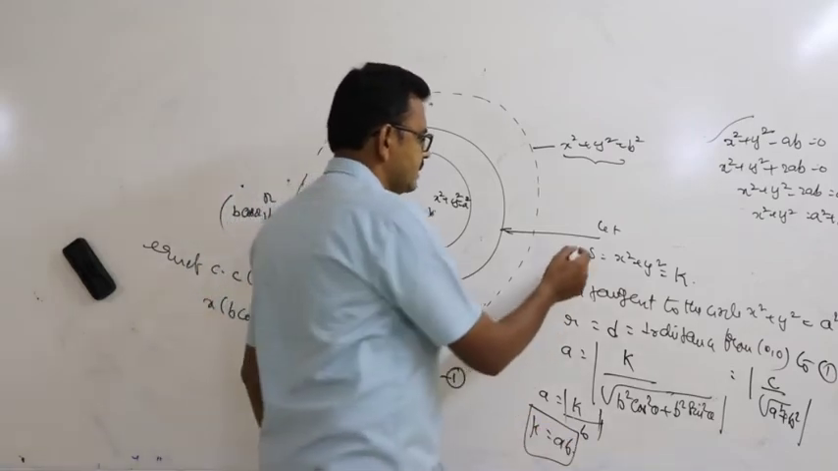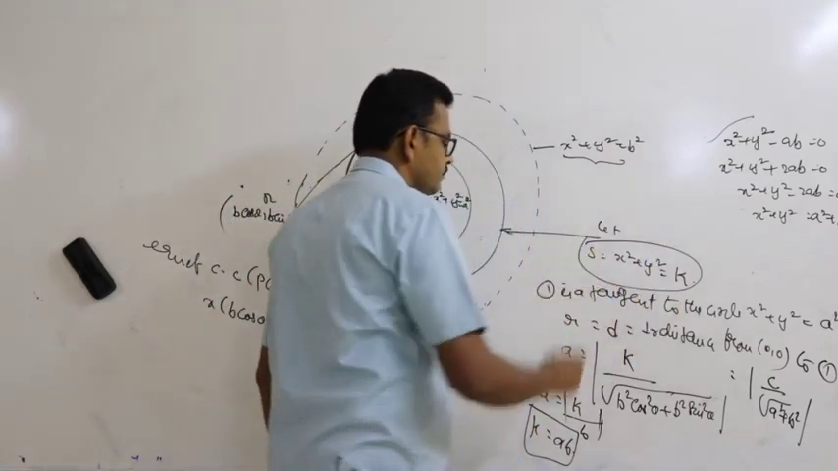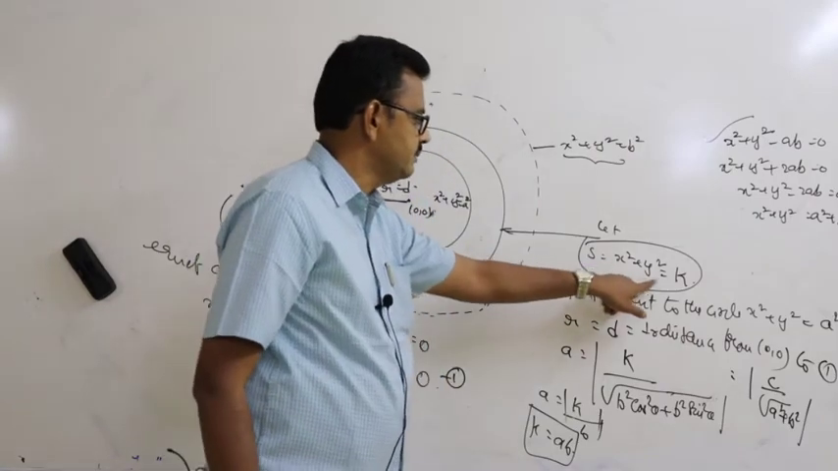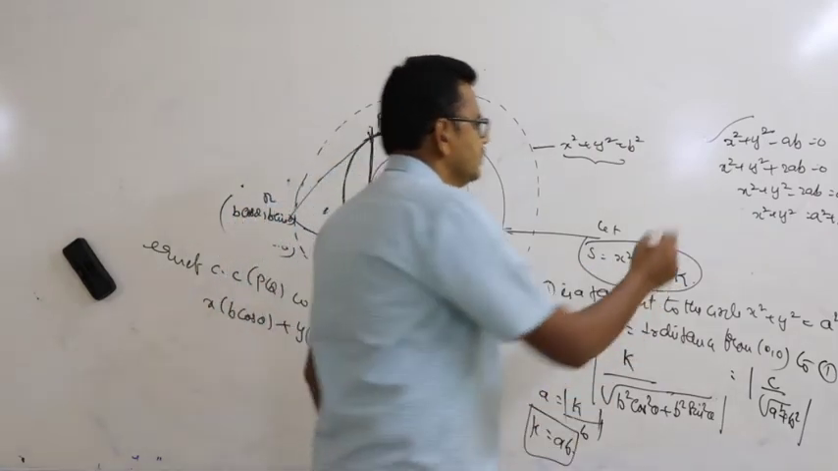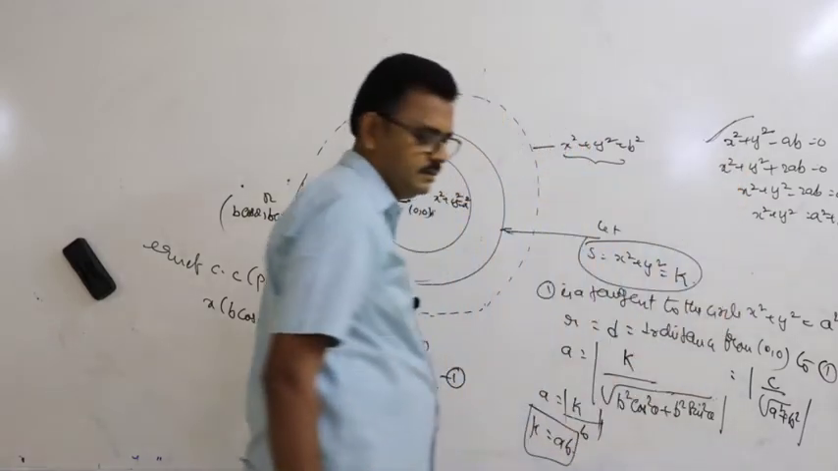Therefore, the equation of circle is x square plus y square equal to ab. So the first option is correct.